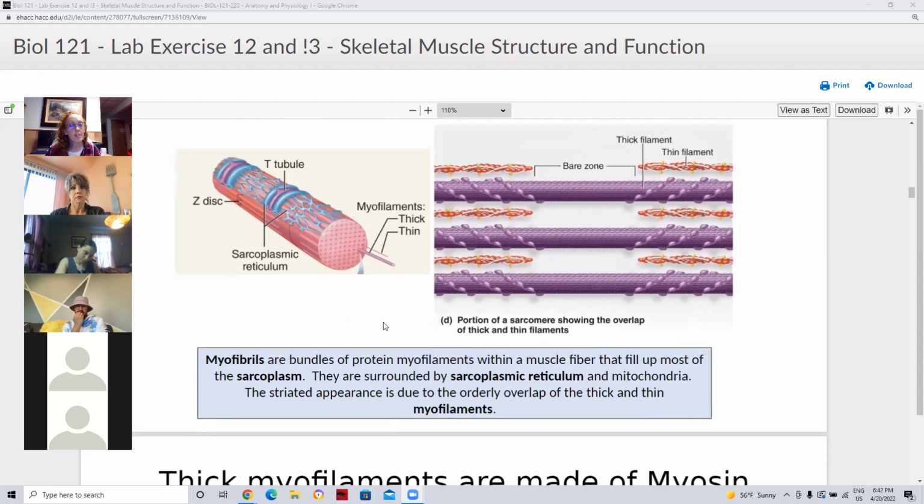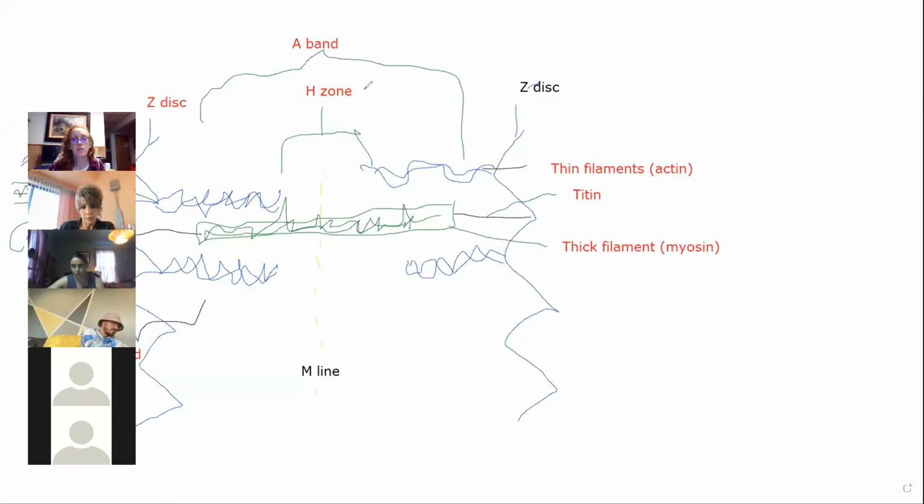The striated appearance is due to this ordered overlap of thin and thick myofilaments. Another word for the H zone is the bare zone, because it's just thick filaments. Let me add that to our drawing here. It's also called the bare zone.